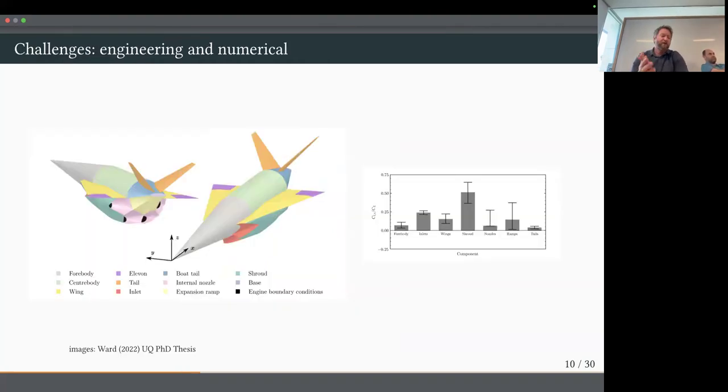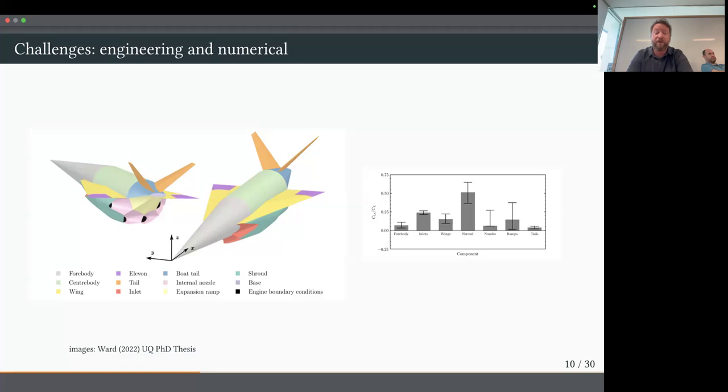So that now brings me to the main part of this talk. Another thing that interests me is the design of hypersonic vehicles. And it's been my main motivator for this adjoint-based optimization work.